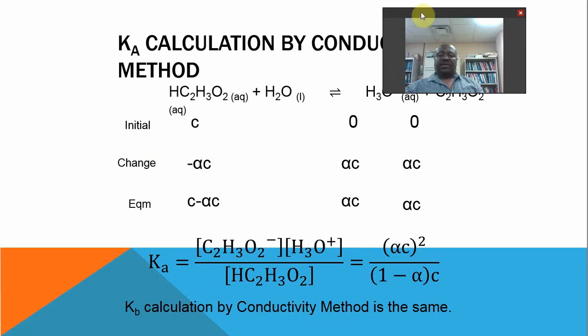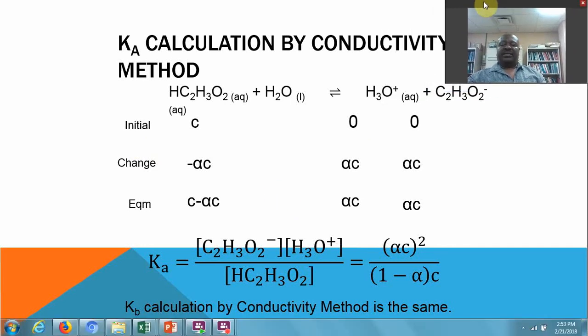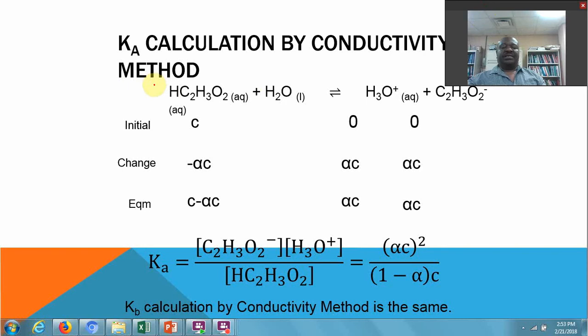Let's see if we can move this out a little. All right, there it is. The weak acid ionization goes on a little way to the right-hand side. That's why we call it a weak acid.